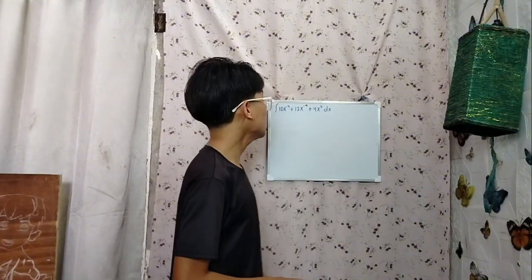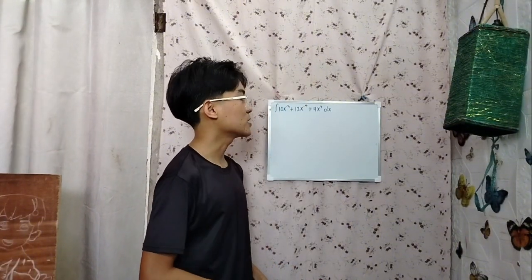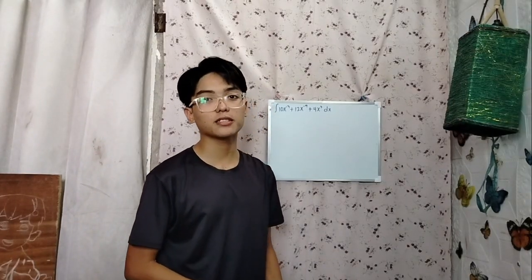So, good day everyone. Today I will discuss how to solve these basic integration problems using the integration rules. So the problem is the integral of 10x raised to negative 3 plus 12x raised to negative 9 plus 4x cubed with respect to x.